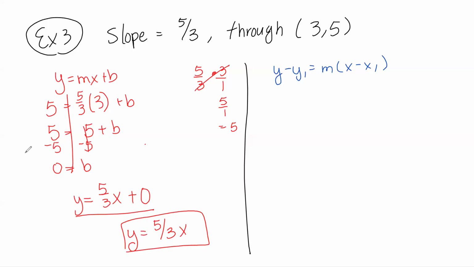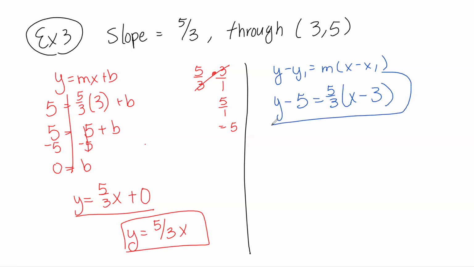Okay, going over to the blue side with point slope. So you leave the y minus, the y value is 5, leave the equal, the slope is 5/3, leave the x, leave the minus, and the x value is 3. Again, that might be answer. That's not my preferred answer, but it might be answer in your book or with your teacher. I go ahead and distribute.